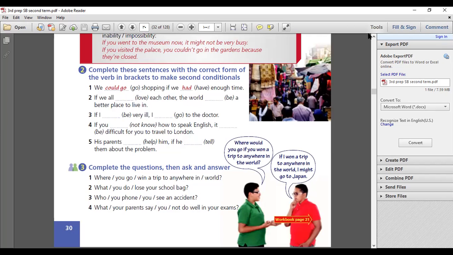Super excellent. Number 3. Who you phone you see an accident. It says who would. Okay. Who would you phone if you see an accident? It will be, so, if you saw. Number 4. What would your parents say, okay, if you didn't do well in exams? Didn't do well. Super excellent. If you didn't do well. Super excellent.